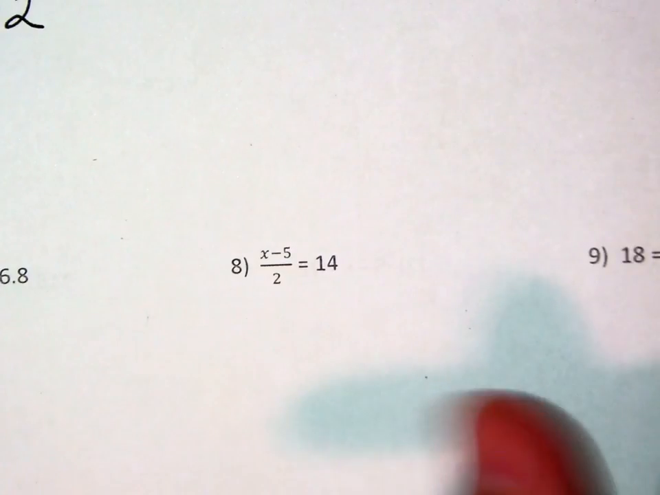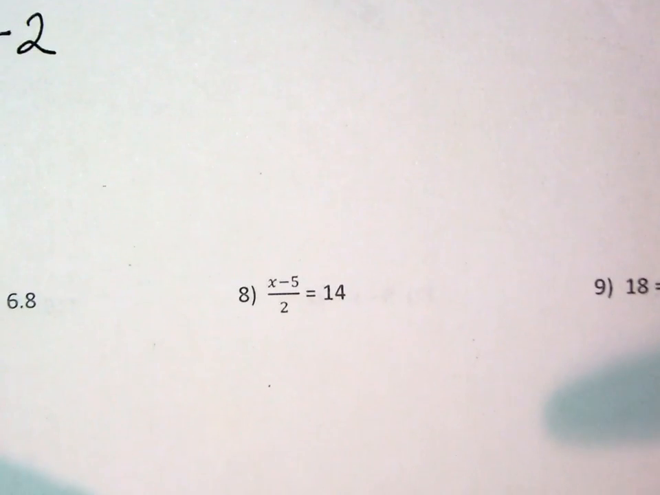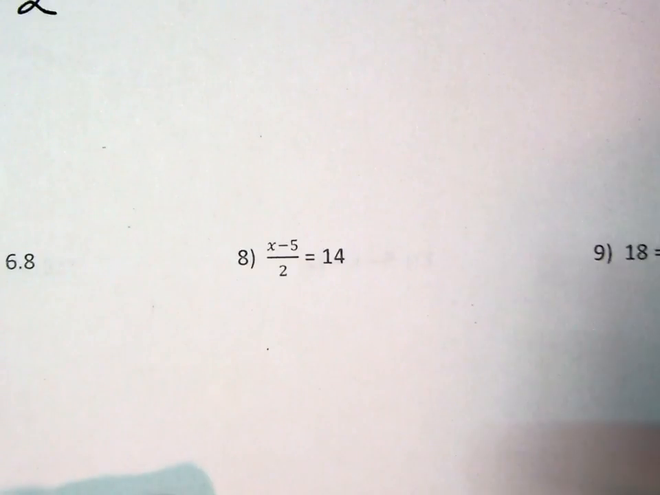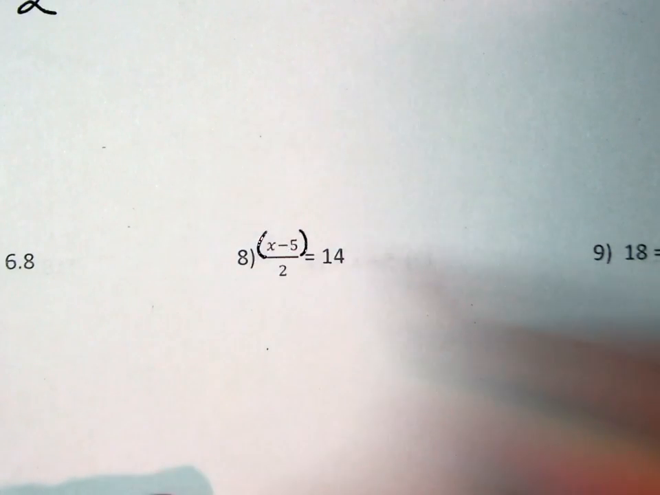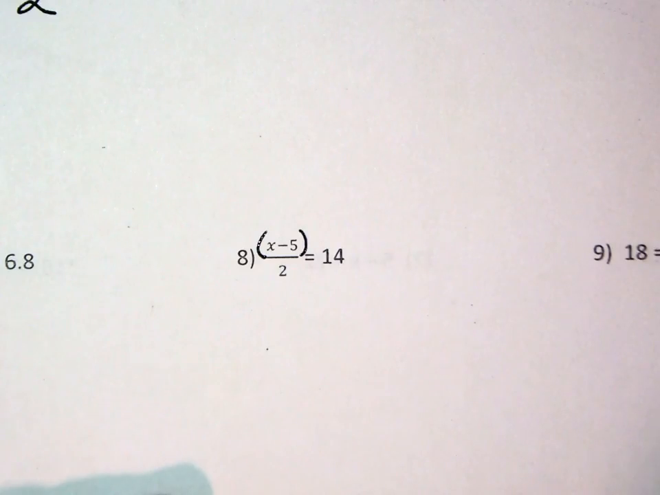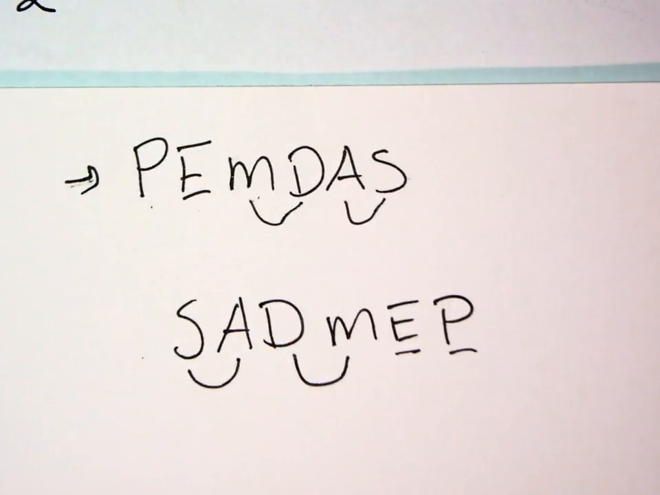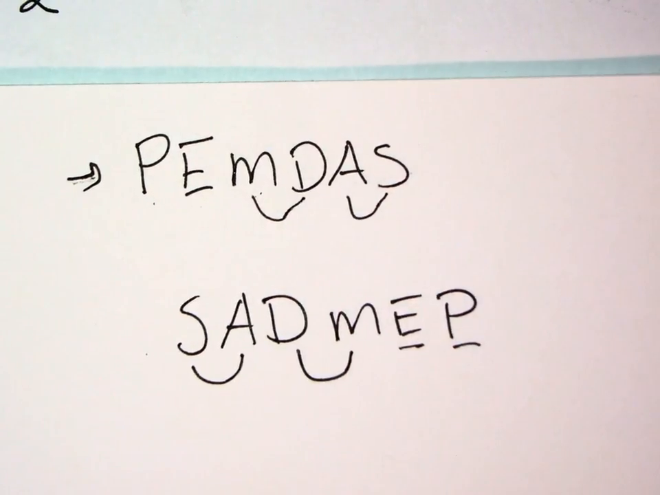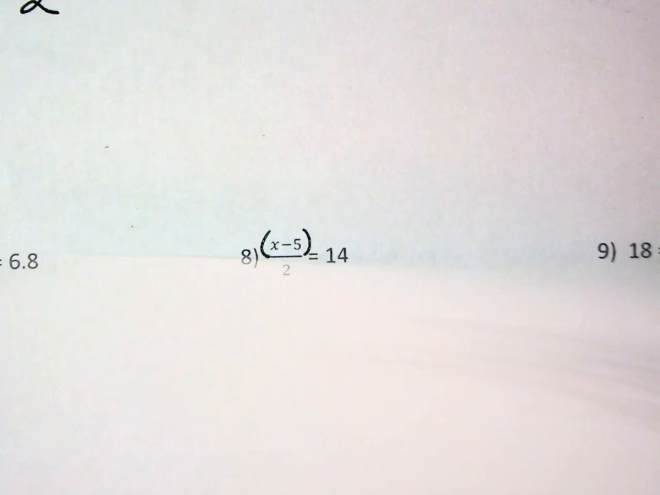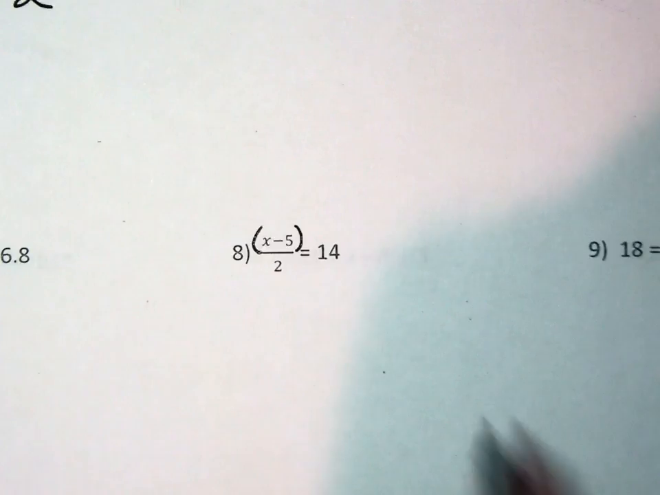Let's look at one last problem, and then I'll leave you to get to the rest of your homework by yourself. x minus 5 over 2 equals 14. One thing I've learned to do is put that expression in the numerator in parentheses, because that will help me an awful lot when I'm looking at my order of operations, trying to remember what comes first. Parentheses comes last in my reversed order of operations. So my parentheses up here in the numerator will be the very last thing I deal with.